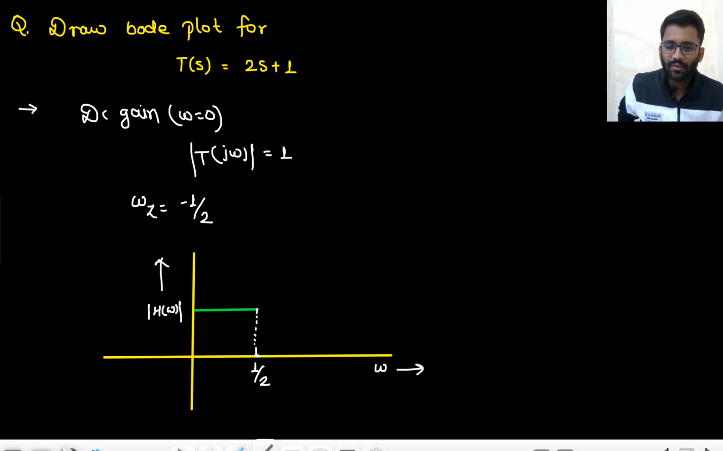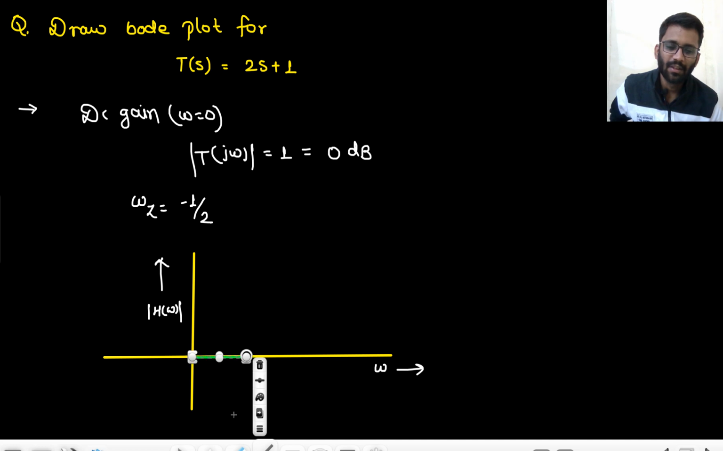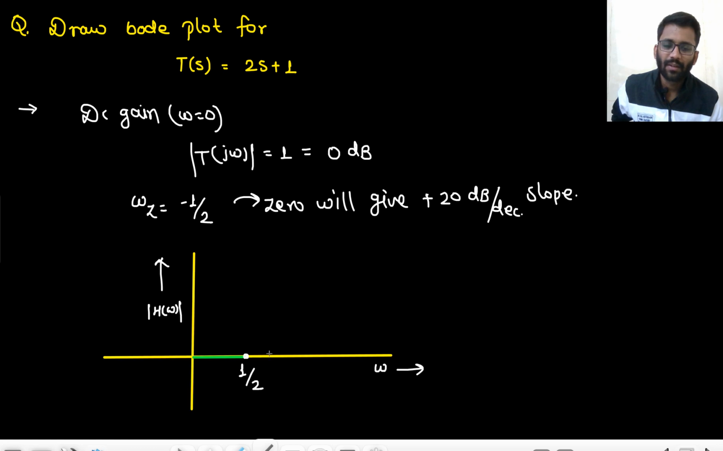Since you have a DC gain, first at omega goes to 0, this is 1, and 1 is 0 dB. So this is 0 dB actually. Then at omega equals 1 by 2, you have a zero. That means the zero will give plus 20 dB per decade slope. It will rise like this. Just I will write 20 dB per decade.